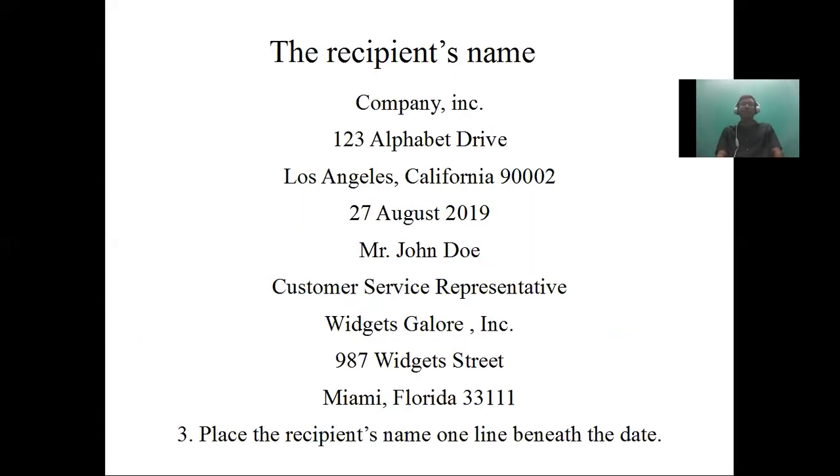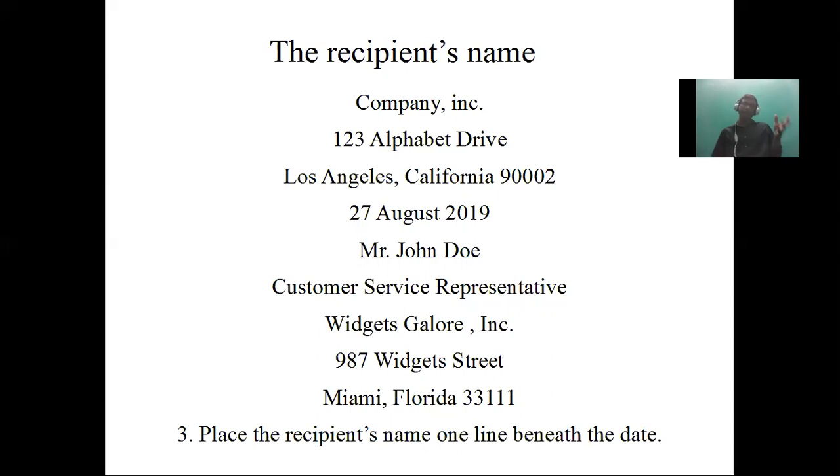Then comes the recipient's name. The recipient's name is whoever you want to send the letter to, and it comes after the date. I have written Mr. John Doe, he is the recipient, he will receive the letter. Who is he? He is a customer service representative. We get Keller, the company name, Inc., N987. We get Straight, Miami, Florida. This is the address of the recipient.